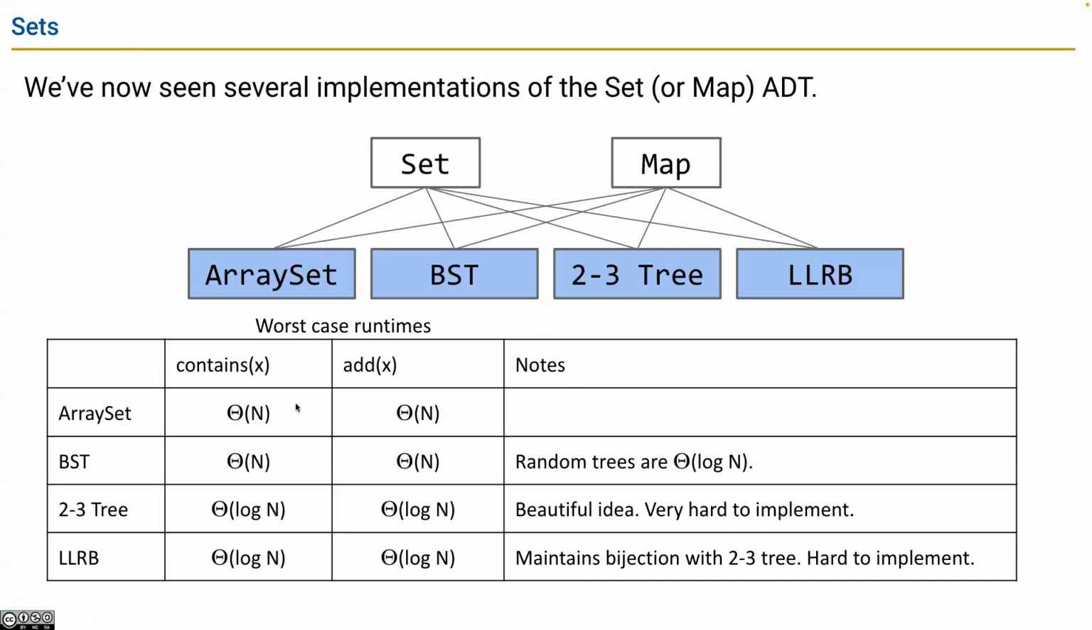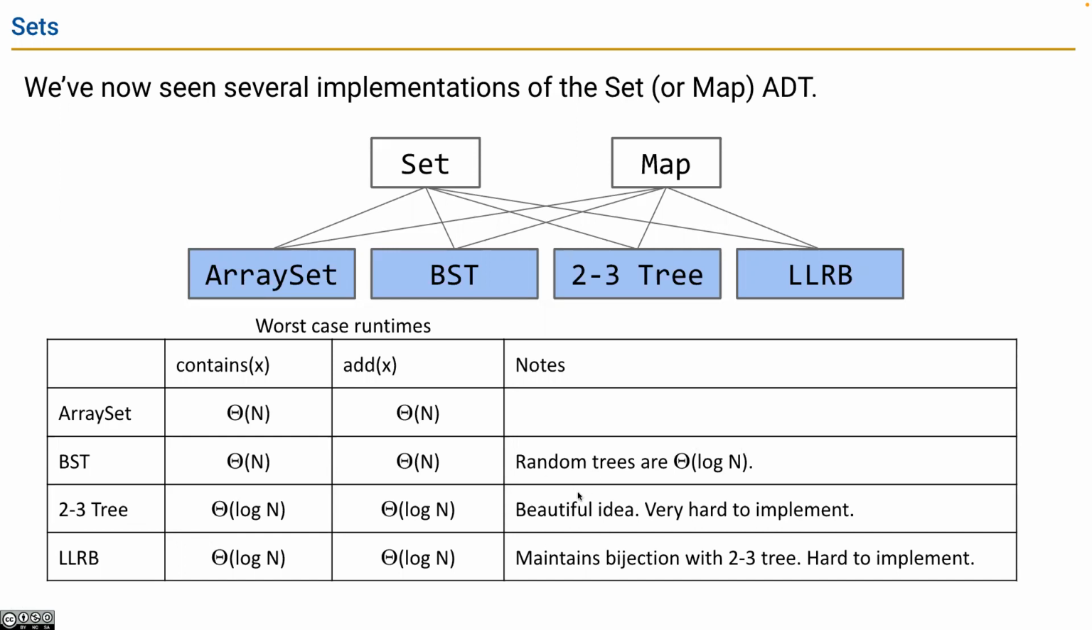If we think about the runtime of the operations for each of these versions of a set, array sets are slow, they take linear time. Binary search trees, in the worst case, are linear time. 2-3 trees have nice balance guaranteed, and we got log time in the worst case. And LLRBs are also log time. Now we have some notes. One is that the worst case for a binary search tree is N, but if you have totally random data, it's log N, which is kind of nice.